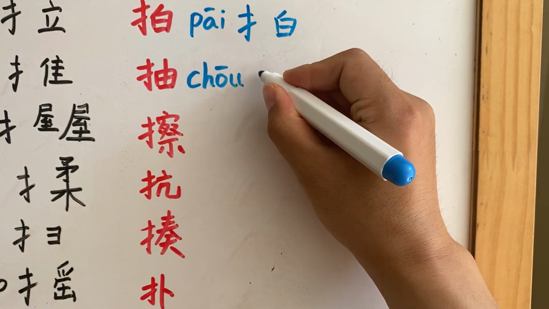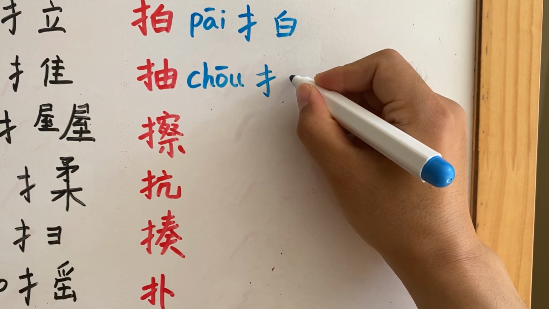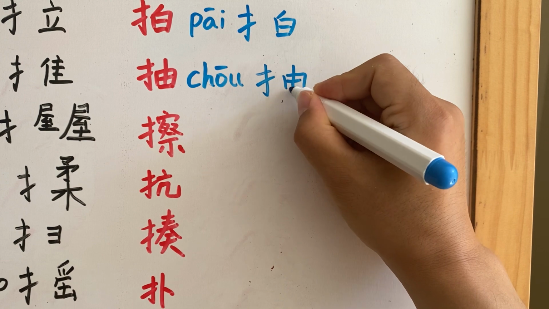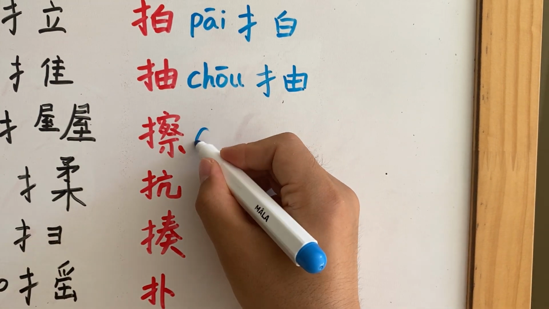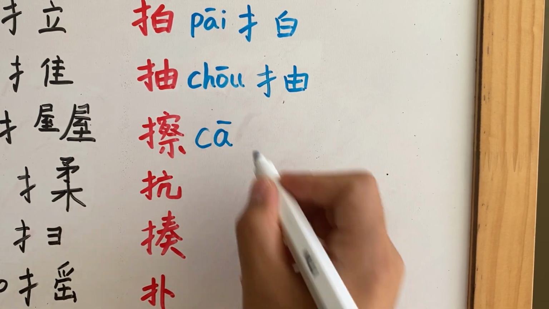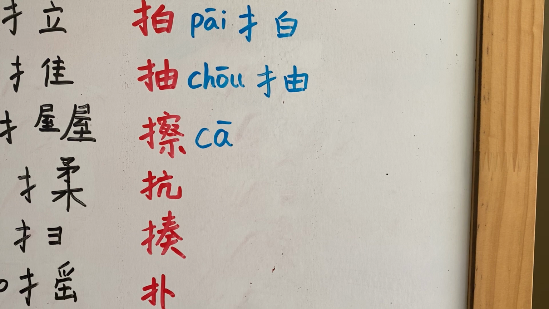Okay, this 抠 is written like this, the left part, the right part. And next one, 擦. Chinese pinyin cā. It means 擦黑板, to sweep the floor, to rub the floor, or to clean the board, right? To clean the blackboard, make it clean.